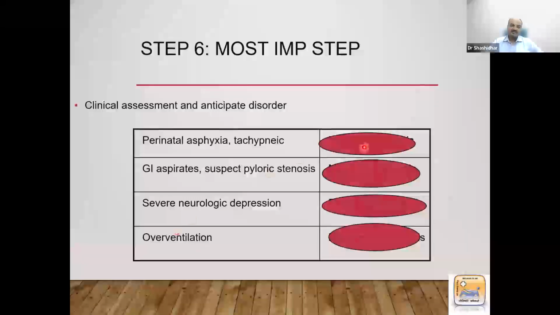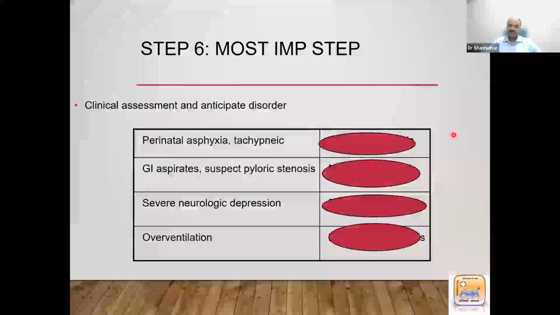Step 6 is probably anticipating a disorder in a given scenario. Okay, the chat box is again not very active. So let me ask you, in a perinatal asphyxia baby who is tachypneic, what disorder would you anticipate? Okay, Sujata says respiratory mixed, I'm getting respiratory, metabolic, mixed acidosis, metabolic acidosis. I'm asking you for the disorder, metabolic acidosis, yes.